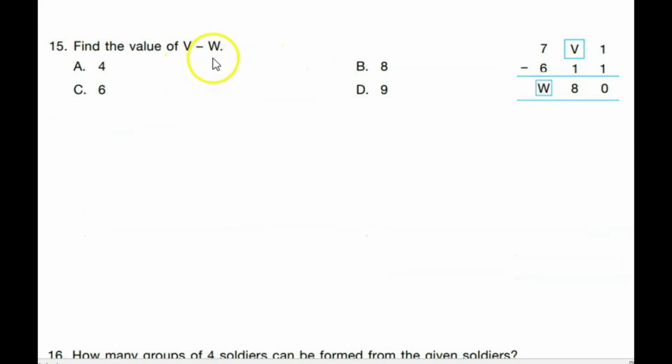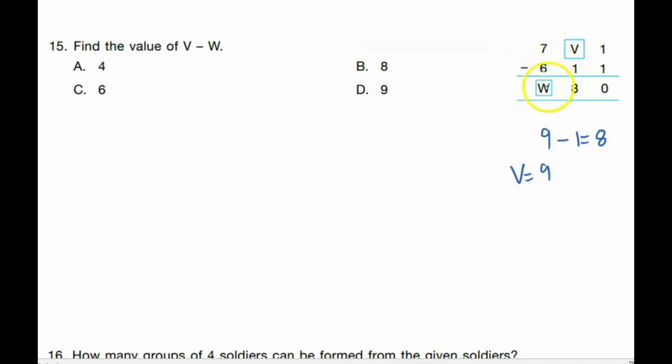Find the value of V minus W. So we have V and W here. V minus 1, subtract 1 minus 1 is 0. V minus 1 is 9. So the number from which if we subtract 1 we get 8 is 9. 9 minus 1 is 8. So the value of V will be 9, right?